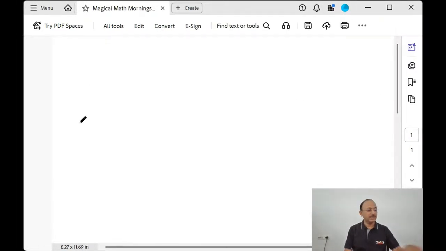Let's take this. Before that, I want you to understand the traditional method of finding cube roots. For example, we have 512. If you want to find the cube root, what did we used to do? We used to find the factorization of this 512.